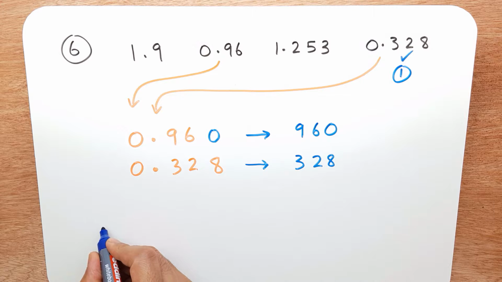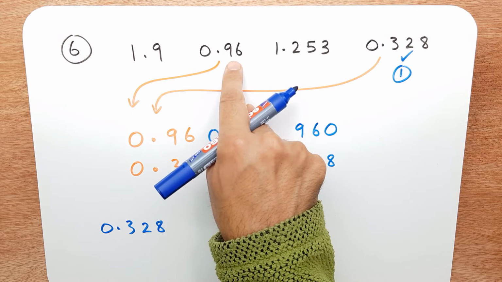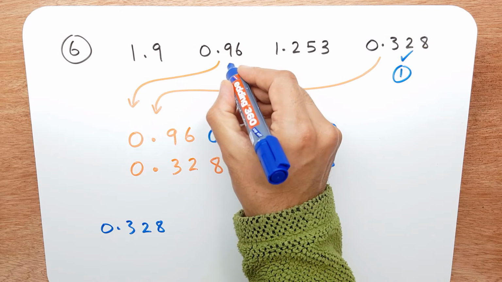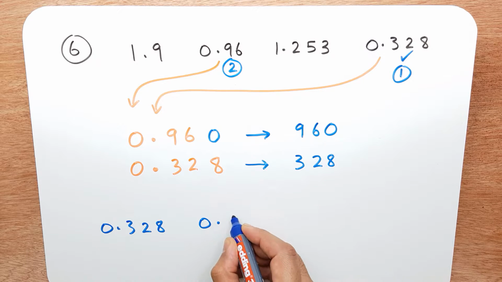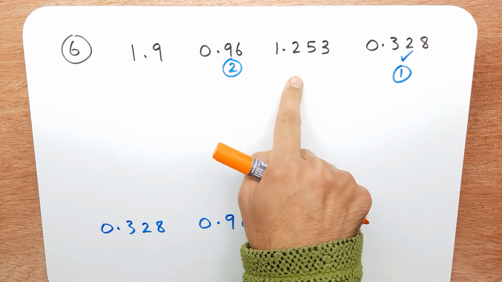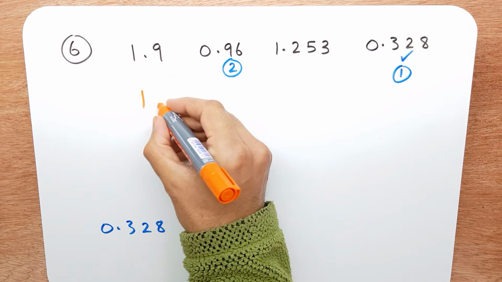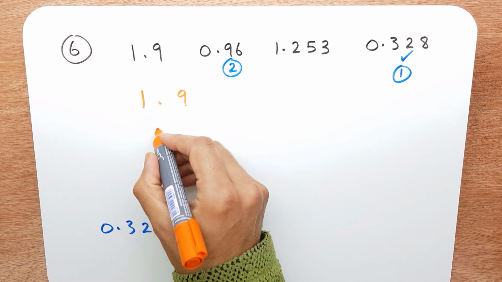So let me write my number here, 0.328. So that will be my second number there, 0.96. Now we've got these two numbers left and we'll line them up, carefully making sure that our decimal points are lined up.